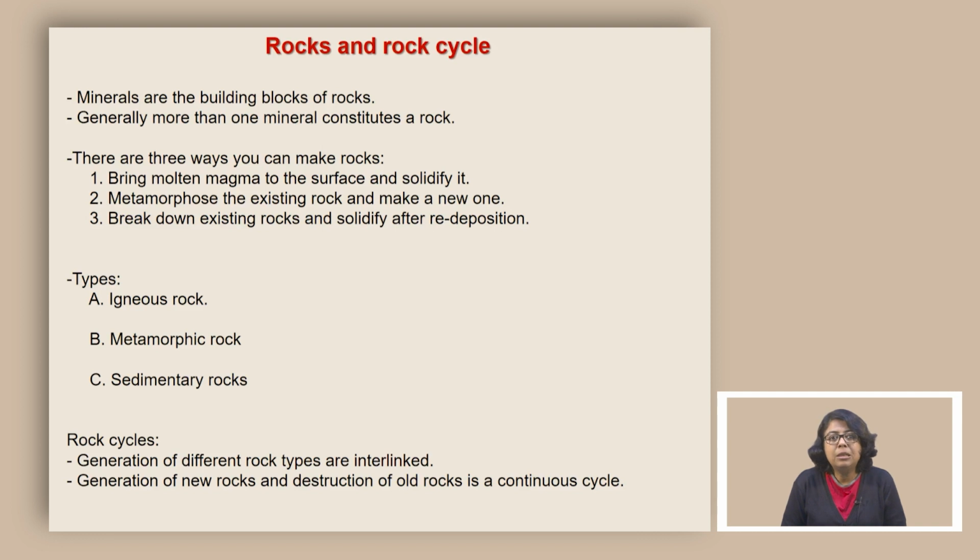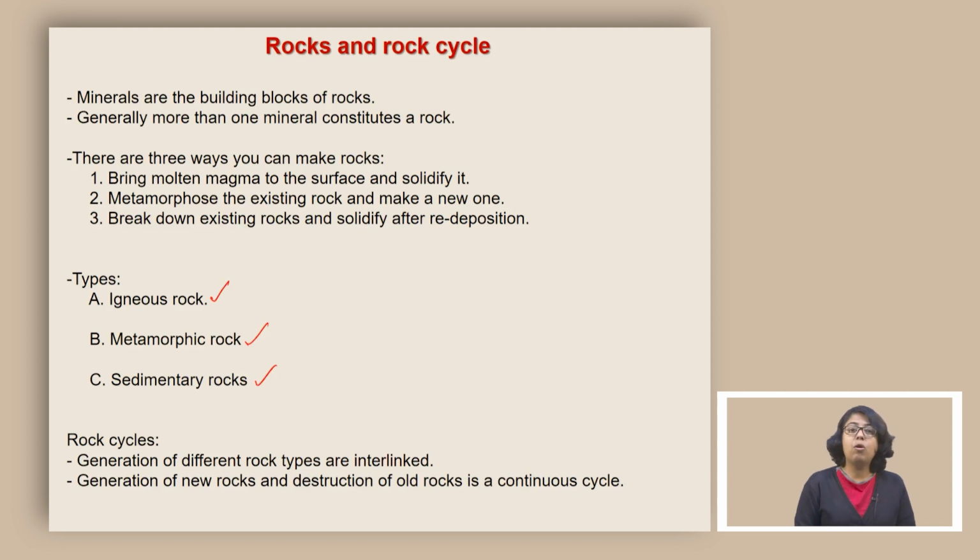Now, there are three different ways one can make a rock. One is bring molten magma to the surface and solidify it by dropping the temperature. The second one is changing existing rocks by the effect of pressure and temperature, but without melting it. The third one is by breaking existing rocks and solidifying them just by gluing them and therefore creating another type of rock. Depending on these processes, it can create three types of rocks: igneous rock, metamorphic rock and sedimentary rock.